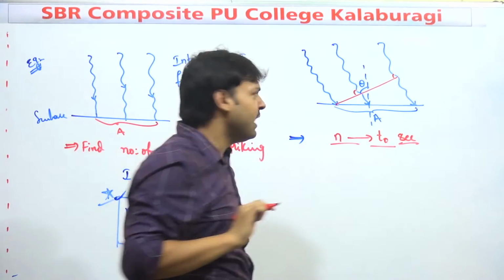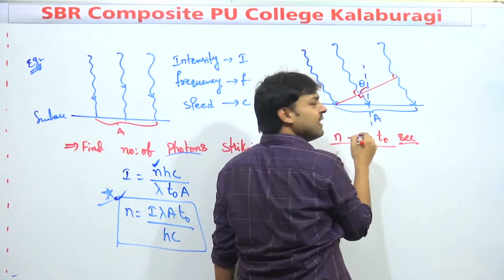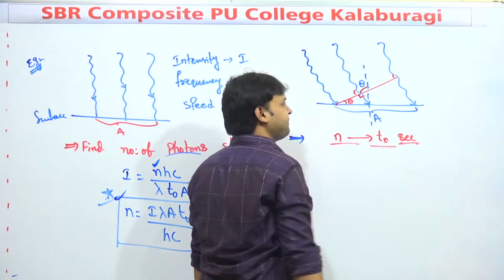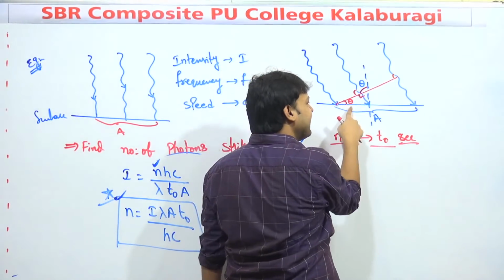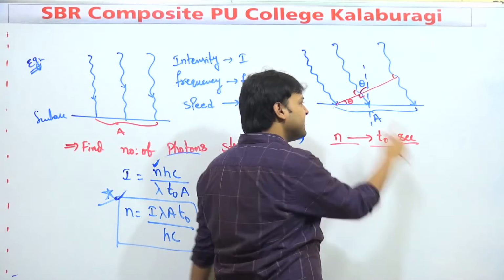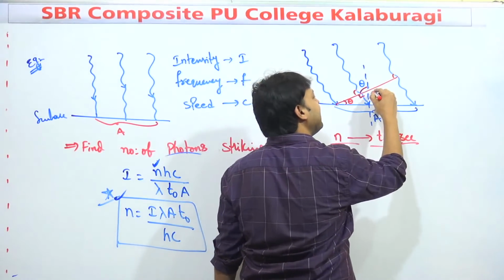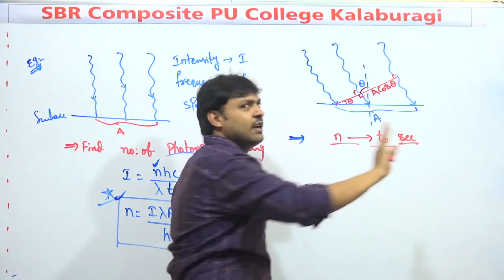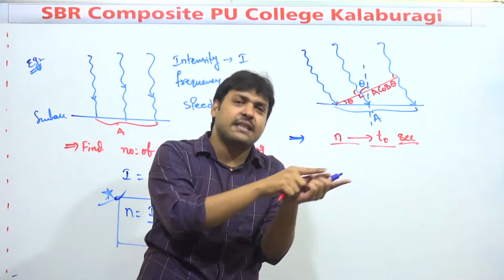Clear about the point? Now if this angle is theta, this is 90, right? So if this is 90, this angle also will be theta. If this angle is theta, then A, if I resolve into components, will be A cos theta.